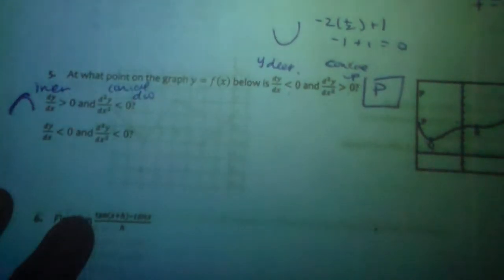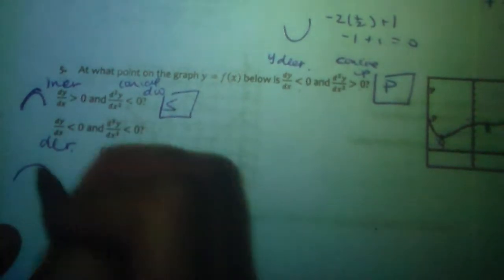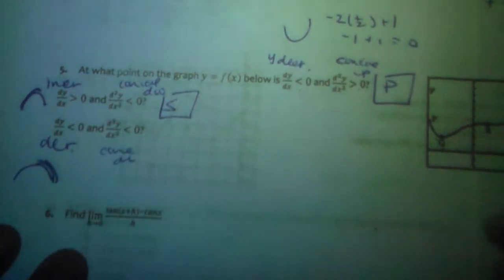This means increasing. Second derivative, that means concave down. Concave down looks like this. I want the decreasing half of it, so that would be point S. This means decreasing and concave down. So concave down, the decreasing half would be point T.